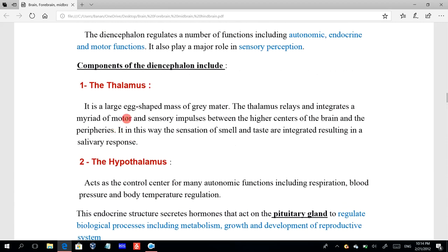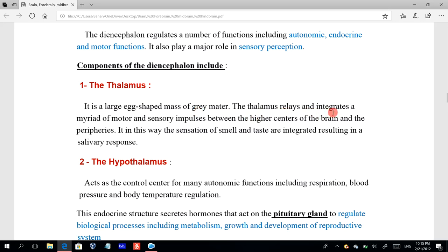Now the thalamus is a large egg-shaped mass of gray matter. All of you know the location of the thalamus within the forebrain. As you remember, the third cerebral ventricle is between the two thalami, the right thalamus and left thalamus. It is composed of gray matter. And what do you mean by gray matter? Gray matter means a collection of nerve cell bodies. So it's an egg-like mass of gray matter.